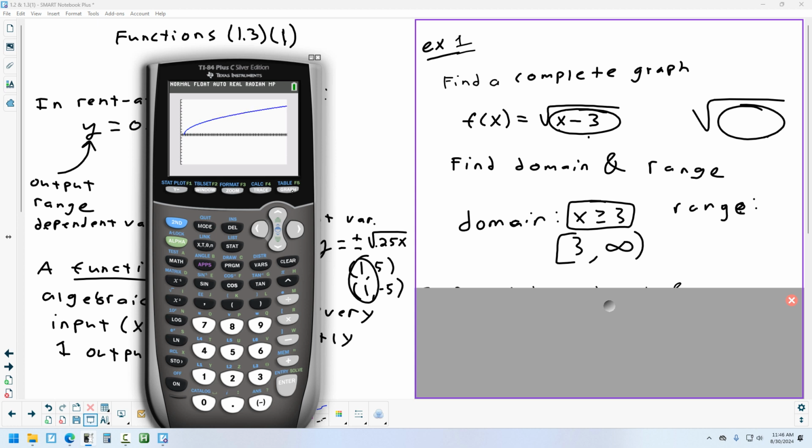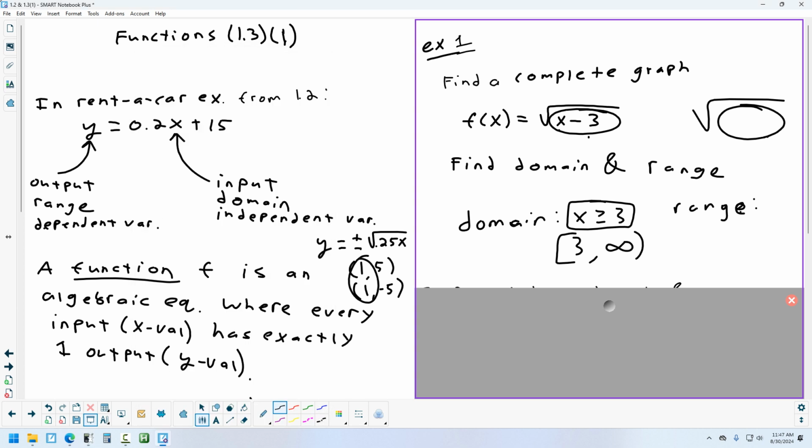Okay, so the range is how high and low it goes. Domain is left and right. Range is up and down. What's the lowest that it looks like that graph goes on the y-axis? Yep, 0. It hits 0 if you plug in 3. 3 minus 3 is 0, and the square root of 0 is 0. So you do hit 0 when x is 3. Okay, so the lowest is 0.